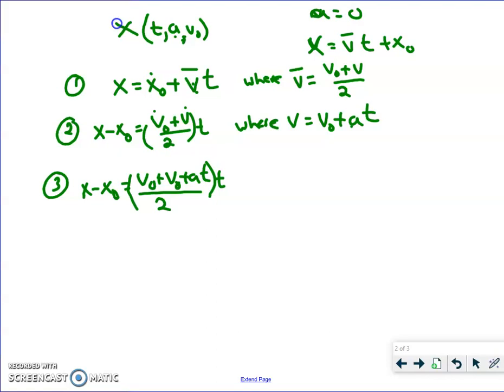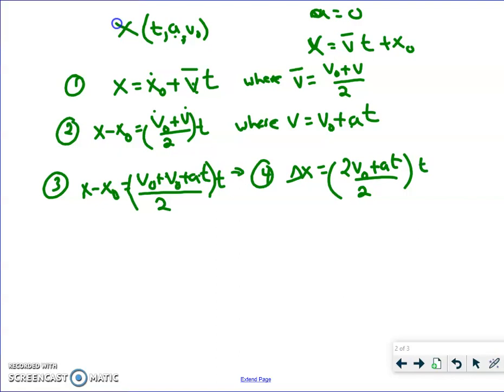The rest is algebra. So I'm going to go over here, step 4. Ooh, this is way out of whack. I'm going to call x minus x naught delta x. That's simply just my change in position. Equals, okay, what's v naught plus v naught? That's 2v naught. So I'm going to have 2v naught plus at, all over 2, all multiplied by t.